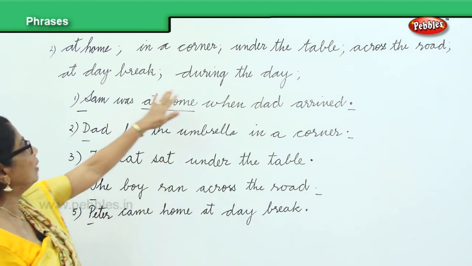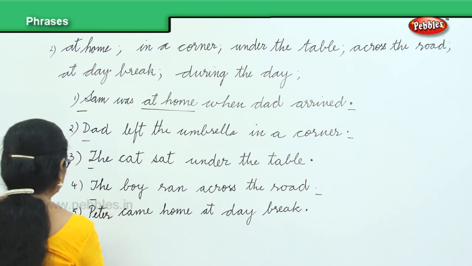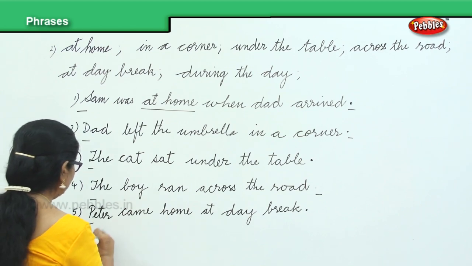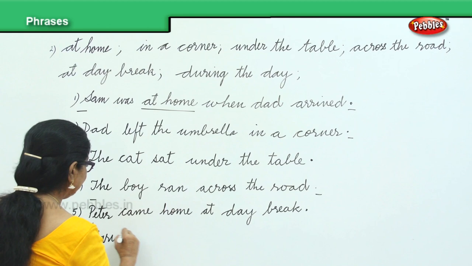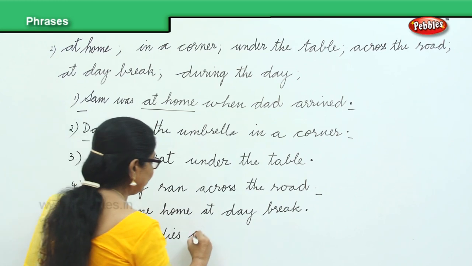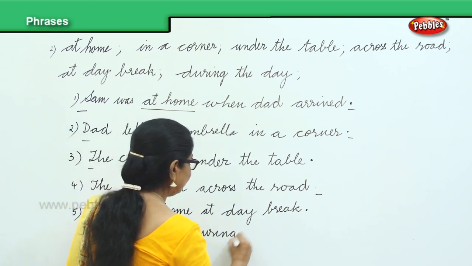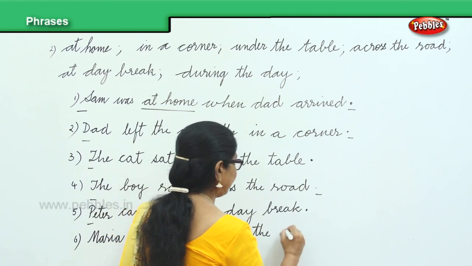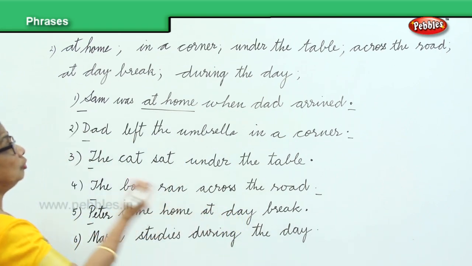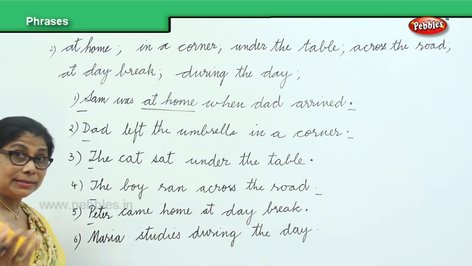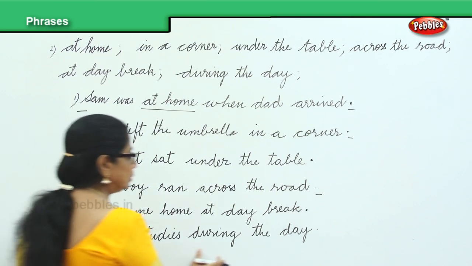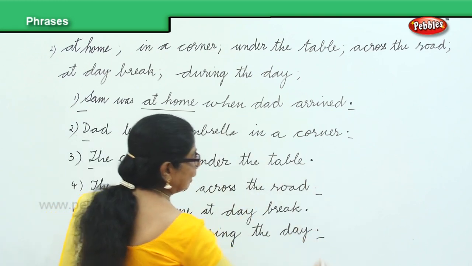The next group of words we have here is during the day. Maria studies during the day. Or you can say, Mommy cooks during the day. Mommy cleans the house during the day. Now, during the day makes sense, but not a complete sense. So we add on Maria. Maria studies during the day, ending with the full stop.